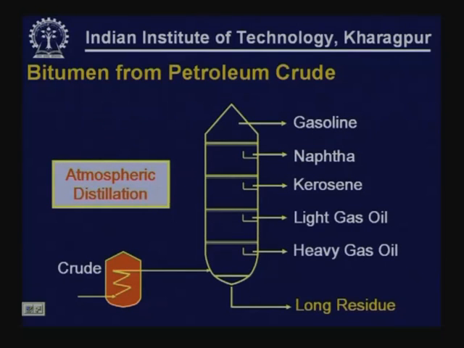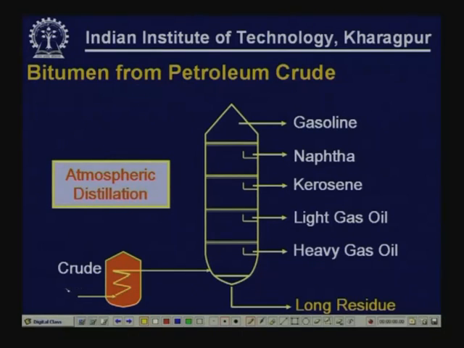This is a schematic arrangement of the first step of refining of crude, which is atmospheric distillation. Here the crude is fed into this and then heated and then fed into this tank. So, the volatile matter, as the lighter fraction, gets evaporated first and then reaches the top and gets condensed here. There is an arrangement for condensing those vapors and then an arrangement to remove the condensed material.